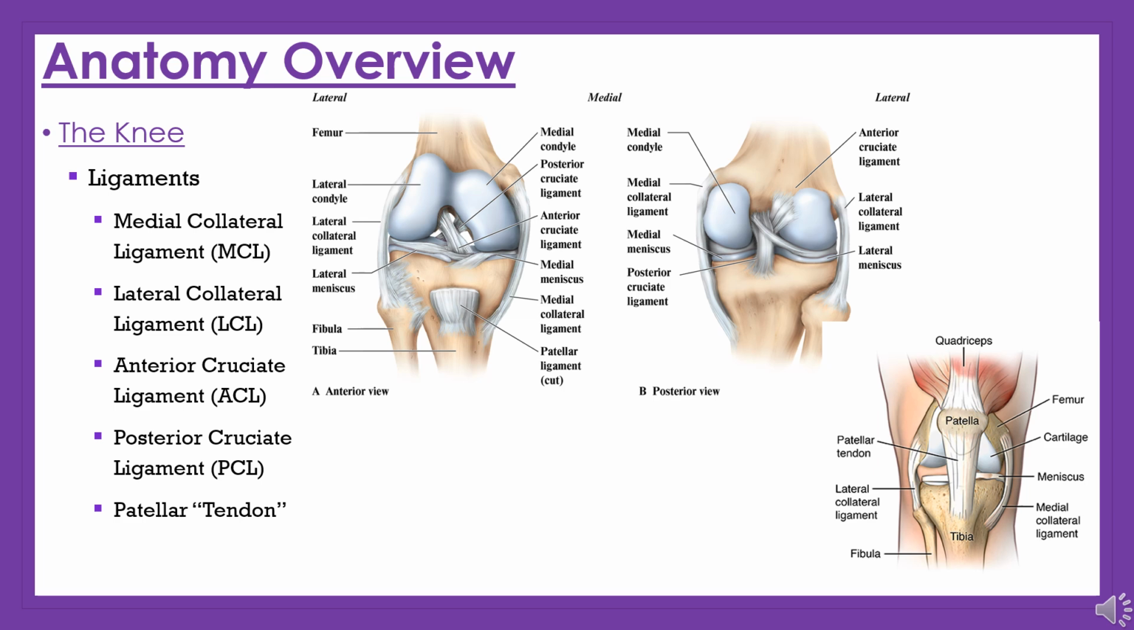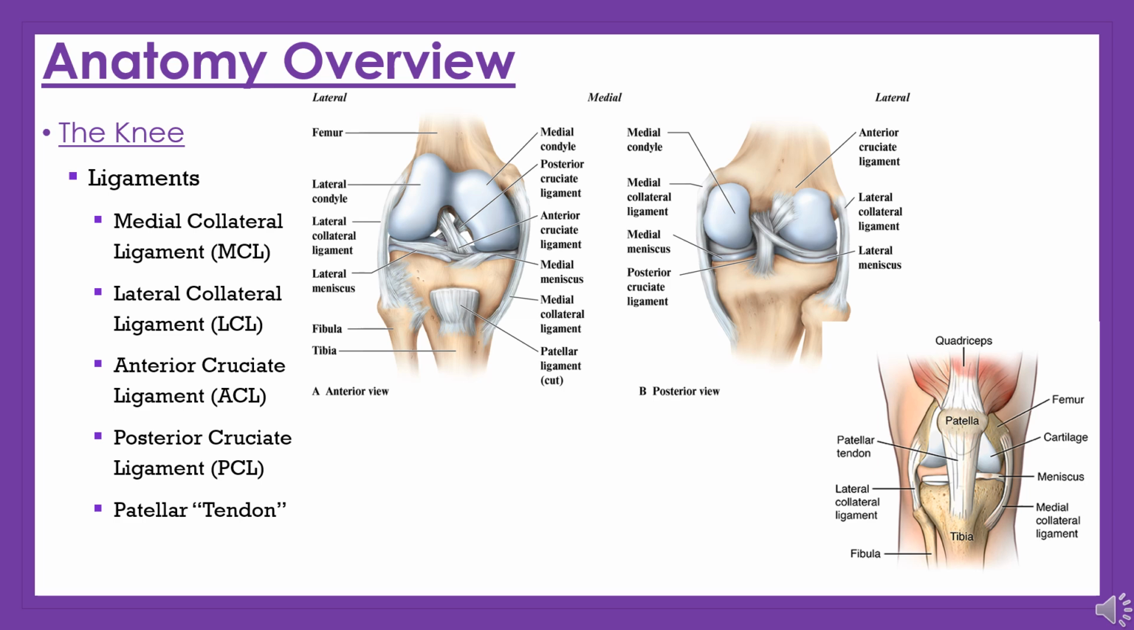The anterior cruciate ligament, or ACL, which I'm sure you guys have heard about, is there to help prevent that femur from sliding forward on that tibia. And the posterior cruciate ligament, which is the PCL, is there to help prevent the femur from sliding backward on the tibia. I also want to mention the patella tendon here.